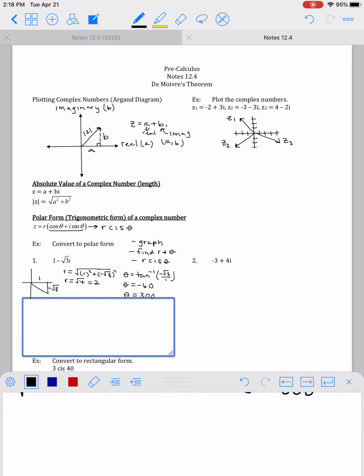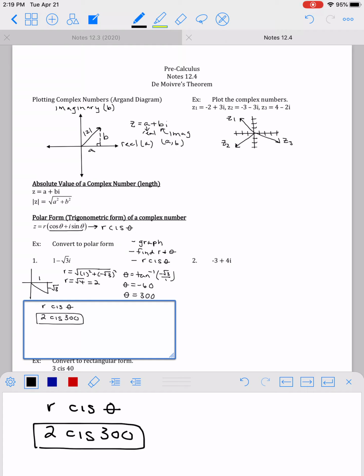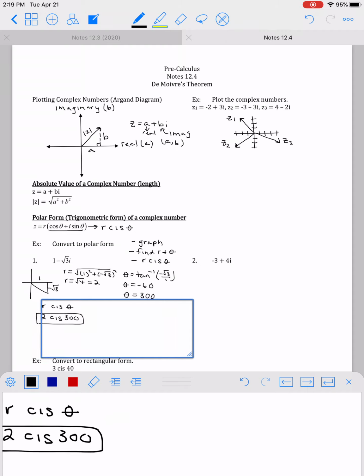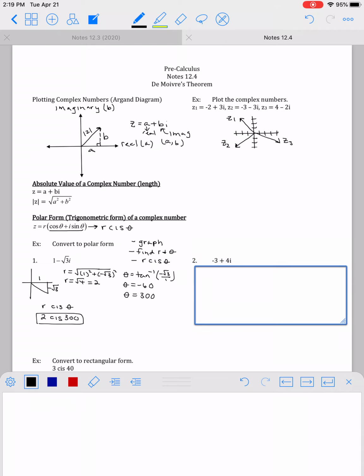So now, once we have those two things, we're going to say r cis theta. So the r is 2, and then cis 300. And there is polar form of the complex number. So the good news is the math that's required isn't as bad, but we still have to go through and make sure that we're correct.